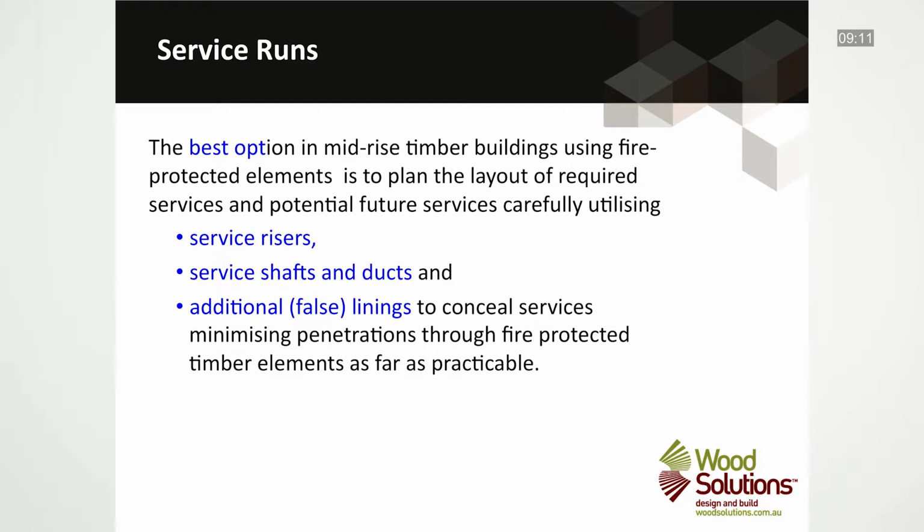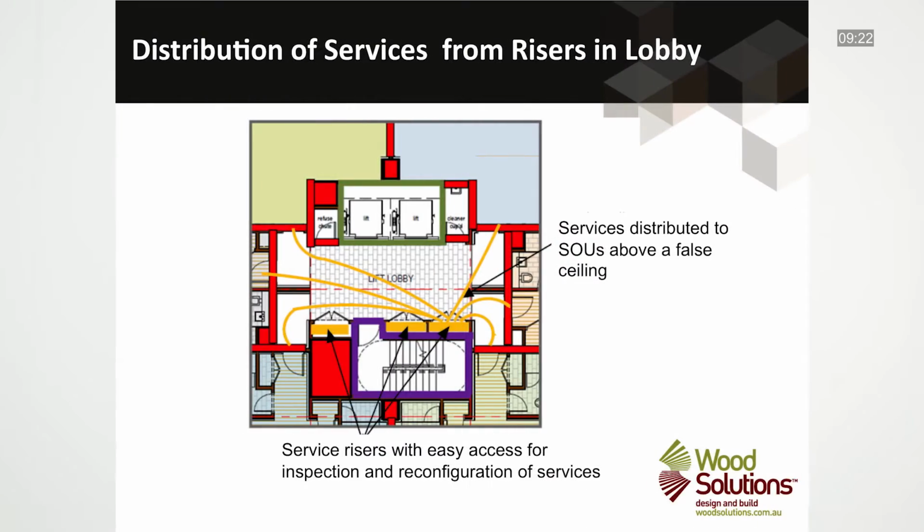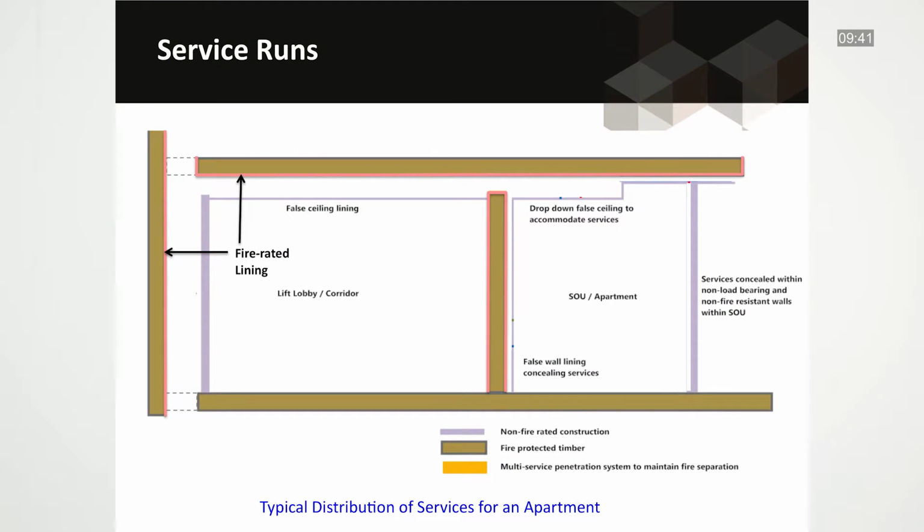It cannot be stressed more strongly that wherever possible and practical, avoid using the cavities within the fire-protected timber elements for services. In apartment buildings, service risers are often located in common lobbies around building core lift and stair shafts, and from this point, services are then run horizontally to individual apartments, as shown in the illustration here. This provides for easier common access for inspection, maintenance, or reconfiguration of services if needed. And if designed correctly, the shaft housing can be non-fire rated compartments.